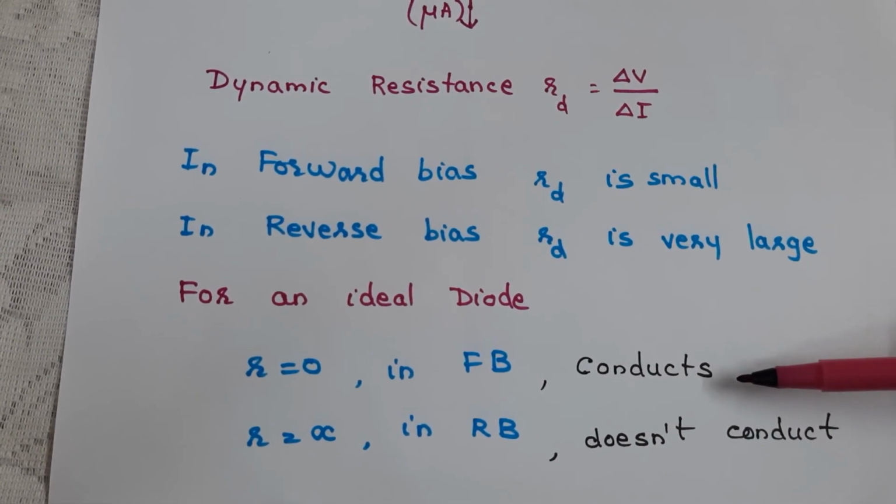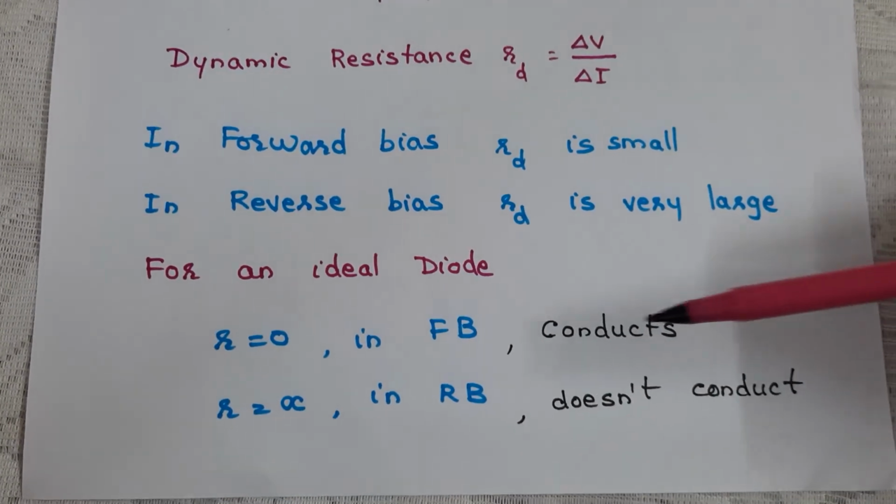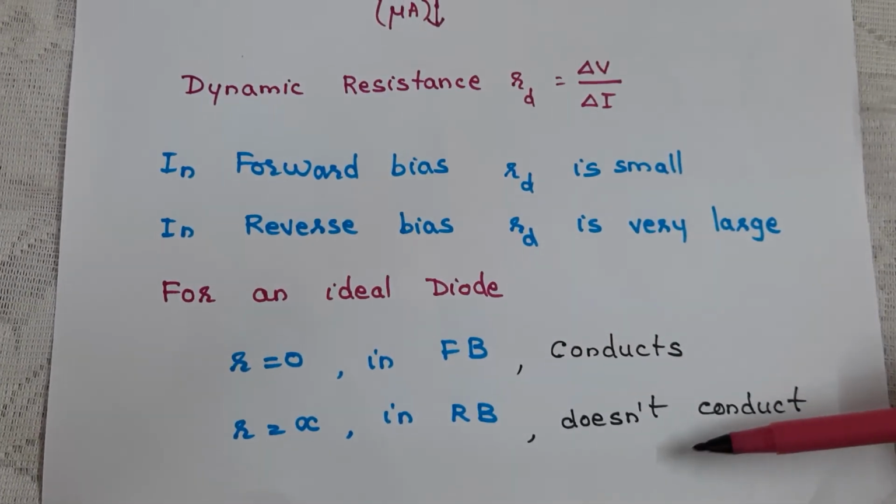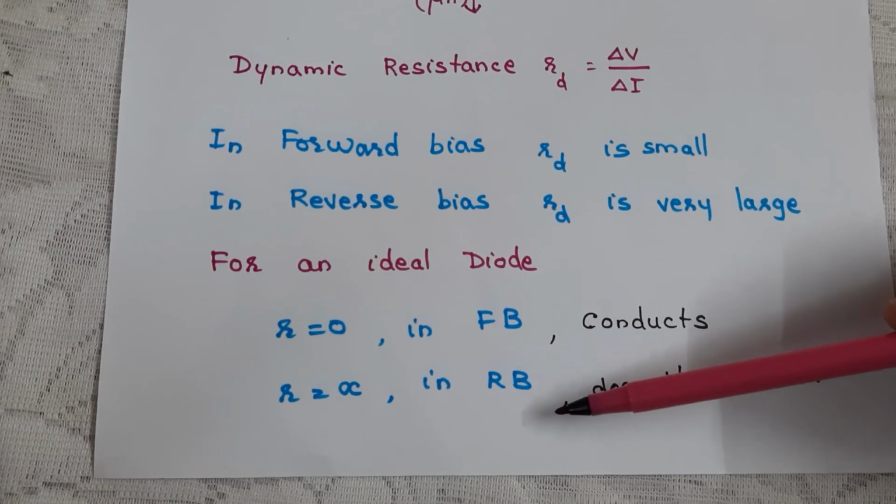So we can conclude a diode conducts in forward biasing and doesn't conduct in reverse biasing.